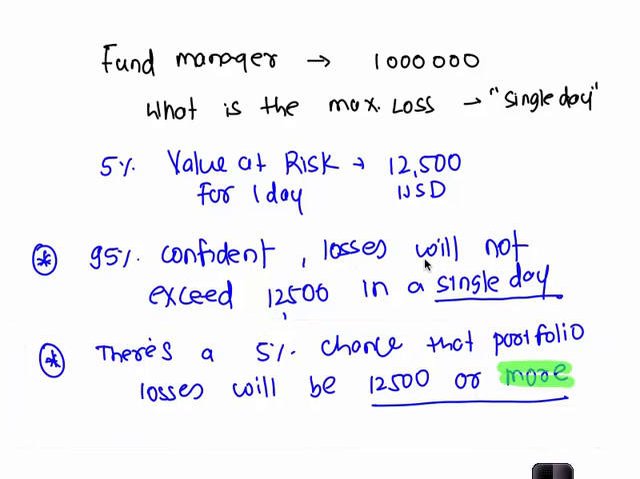At times, if they ask you a question just on interpretation, typically in the first sentence they use the word maximum. In the second sentence, they use the word minimum. So on the exam, you might see a sentence which says, you are 95% confident that your maximum losses would be 12,500. Correct or incorrect? Correct. There is a 5% chance that your minimum losses would be 12,500. Again, it is a correct sentence. So just be careful with these words.